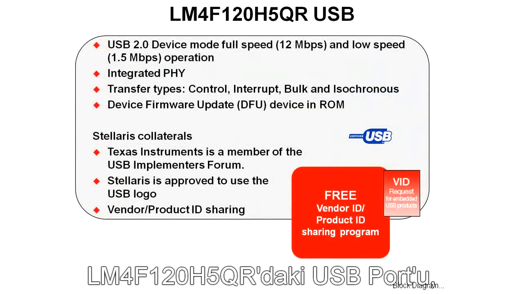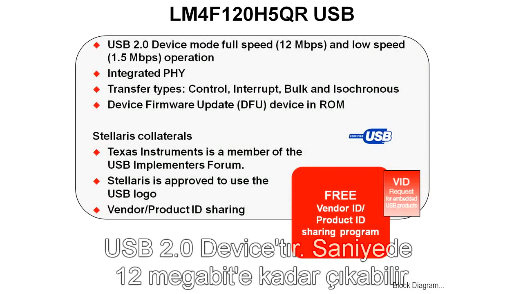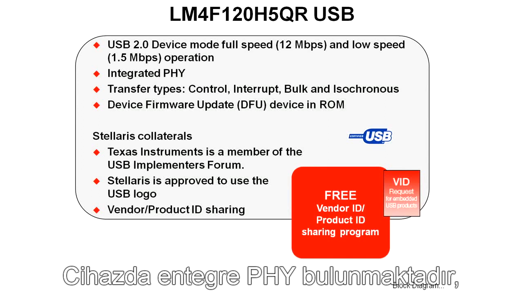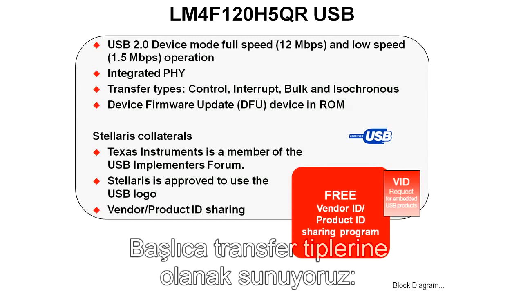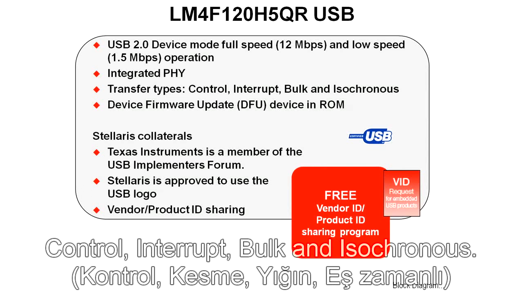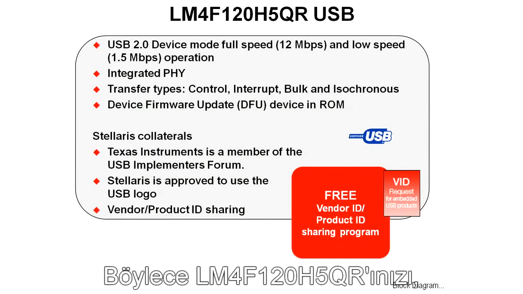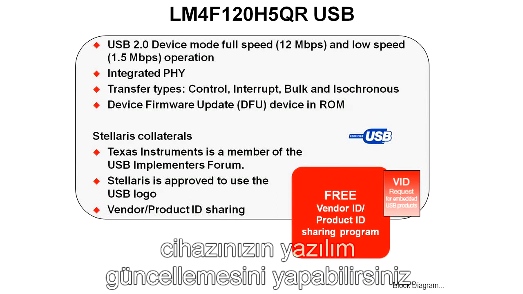The USB port on the LM4F120H5QR is a USB 2.0 device that offers full speed, that's 12 megabits a second, and it goes down to low speed, which is 1.5 megabit per second operation. The device has an integrated PHY on it, so the hardware connection to the USB port is very simple. We offer all the major transfer types: control, interrupt, bulk, and isochronous. We also offer device firmware update in ROM, so you can plug this LM4F120H5QR into a host and do device firmware update across to it.